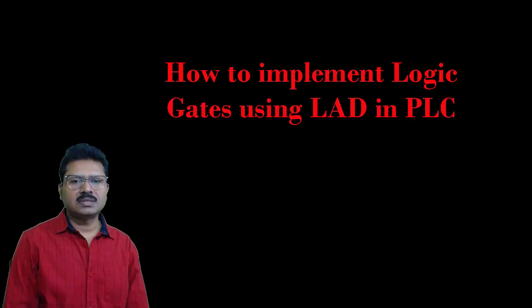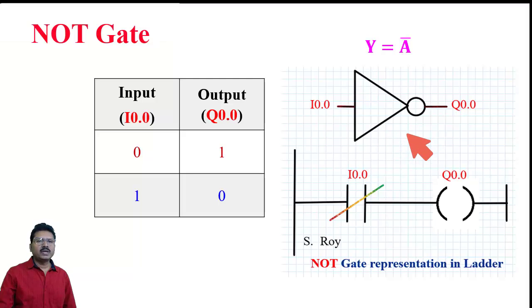This is the symbol of NOT gate. In NOT gate, there is a single input and a single output. The equation of NOT gate is Y equals A bar, where Y is the output and A is the input. The truth table of NOT gate: when the input is 0, output will be 1. When the input is 1, output will be 0.